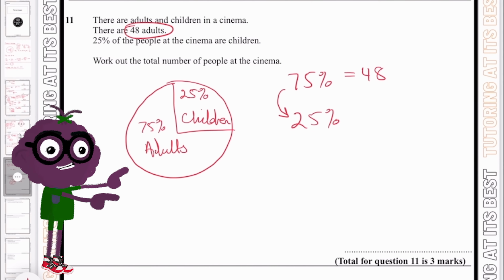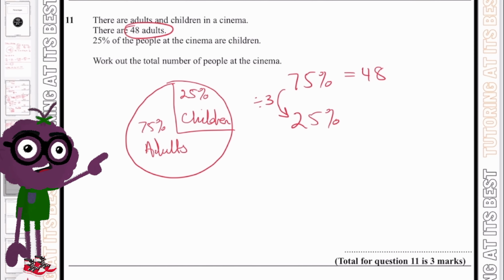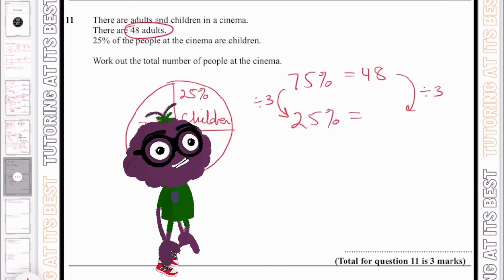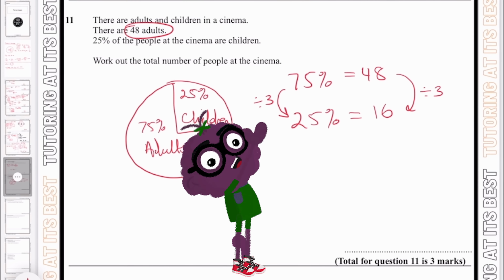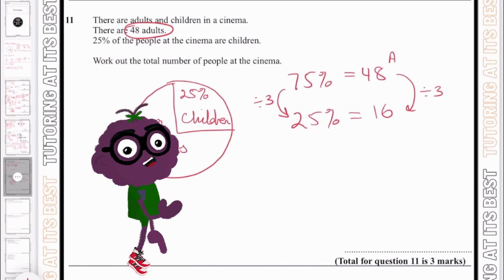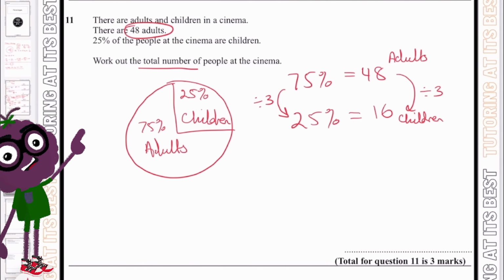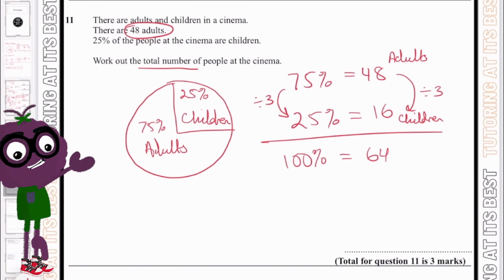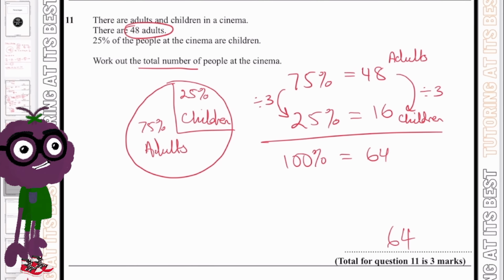So let's calculate how much 25% may be. So I need to find out how I'm going to get from 75 to 25%. So what I will do is I will divide it by 3. So if I divide my left side by 3, I have to divide my right side by 3. And that then gives me 16. So now I know that 16 is equivalent to 25%. So that means there's 48 adults and 16 children. And the question is asking me for the total number of people. So if we add this together, we get 100%, which is 64. So my answer here is 64 as the total number of people in the cinema.